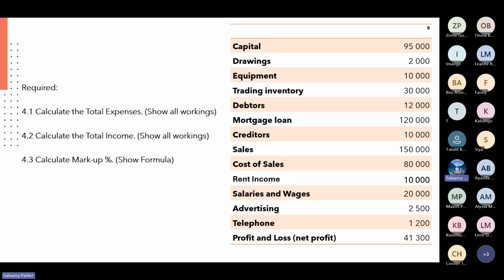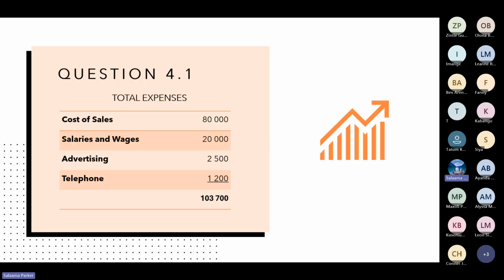Yes. Can you see that, guys? Here's our sales and here's our cost of sales. So what are we going to do with these two amounts? We have to subtract them from each other to get the gross profit, and then we can calculate the markup. Very important for you to show the formula, and then you do your workings or your calculations.